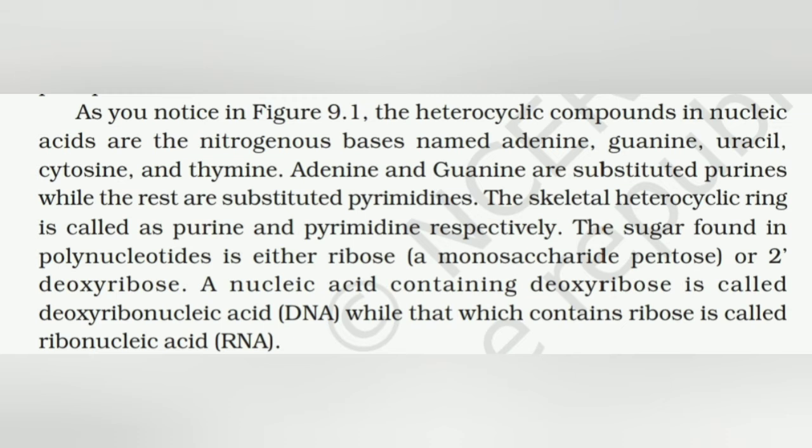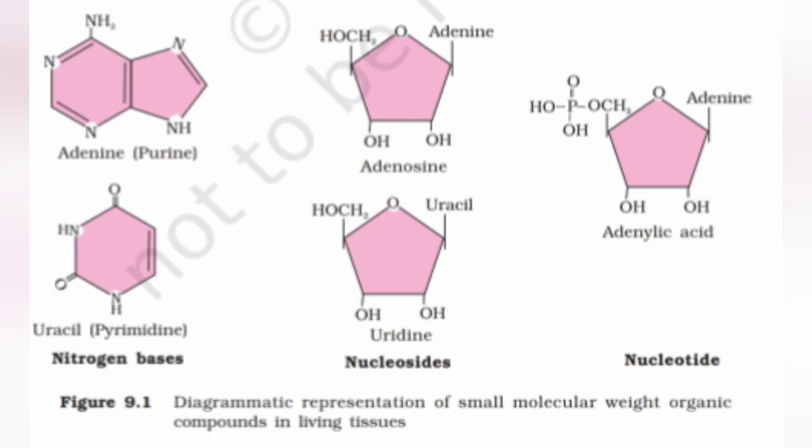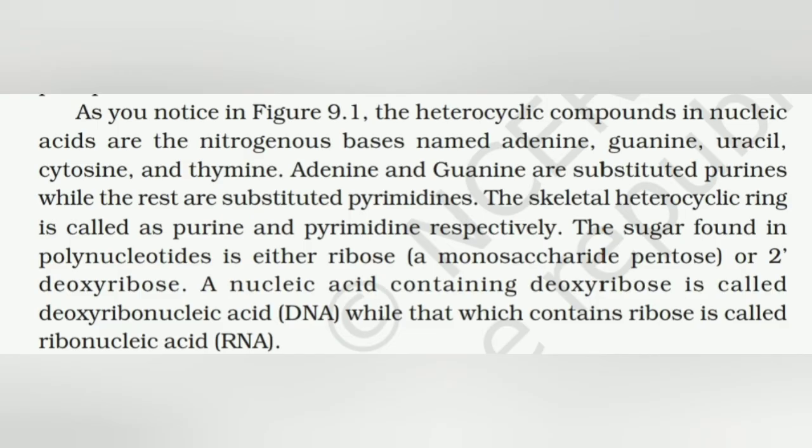As we noticed in the figure, the heterocyclic compounds in the nucleic acids are nitrogenous bases named adenine, guanine, uracil, cytosine, thymine. Adenine and guanine are substituted purines while the rest are substituted pyrimidines. The skeletal heterocyclic rings are called purine and pyrimidine respectively. The sugar found in the polynucleotide is either ribose, a monosaccharide pentose, or 2' deoxyribose. A nucleic acid containing deoxyribose is called DNA and one containing ribose is known as ribonucleic acid.